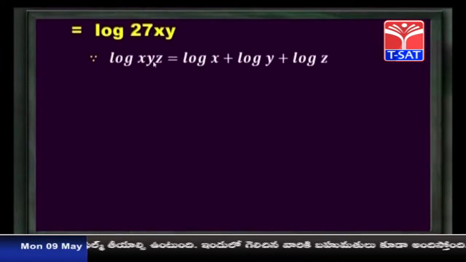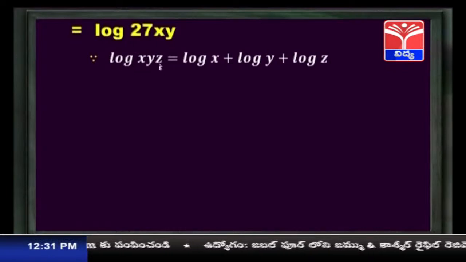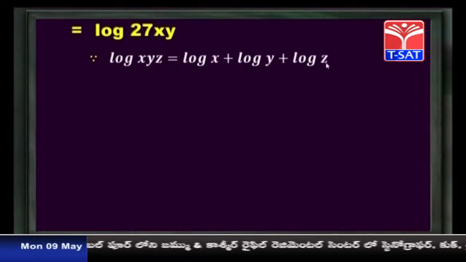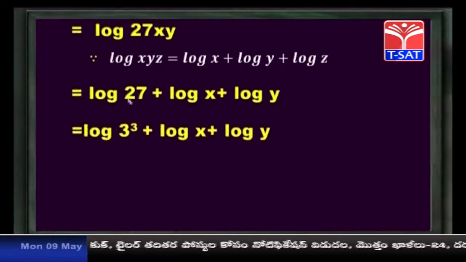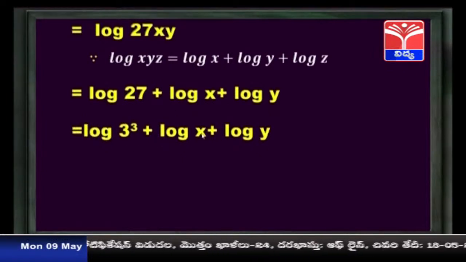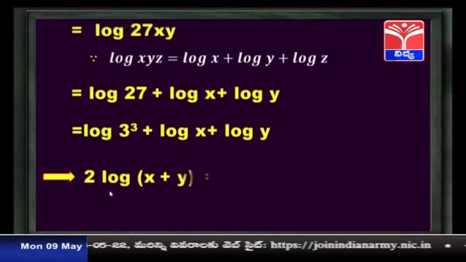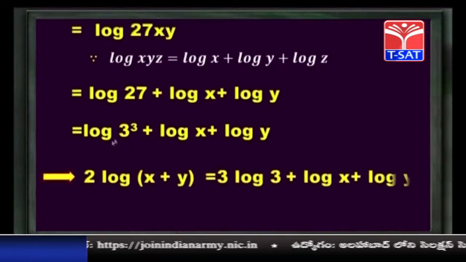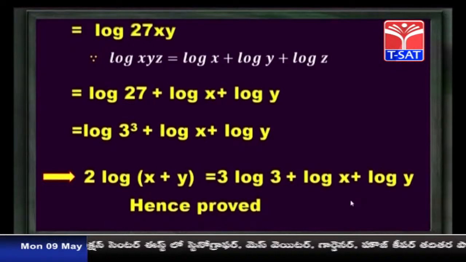Now I can use the product rule. We have seen the product rule as log xy is equal to log x plus log y. We can even expand this to 3 variables, that is log xyz is equal to log x plus log y plus log z, which gives log 27 plus log x plus log y. So log 27 I can write as log 3 cube plus log x plus log y. Again use the power rule, which gives 2 log of x plus y is equal to 3 log 3 plus log x plus log y, hence proved.